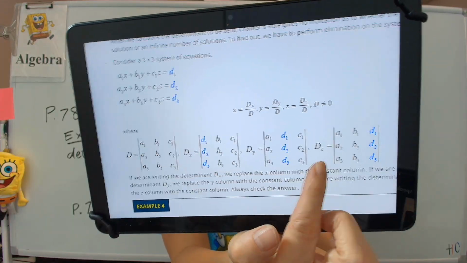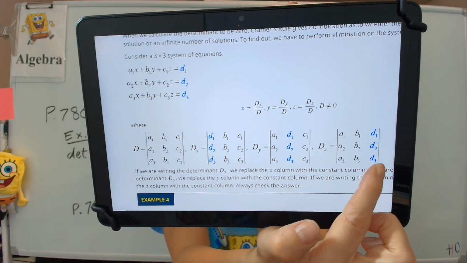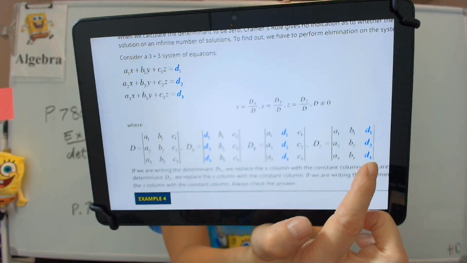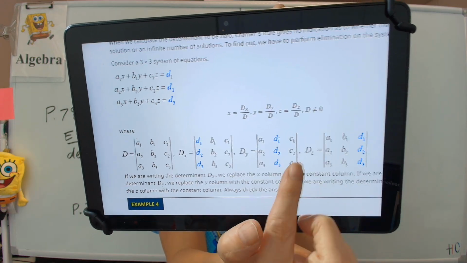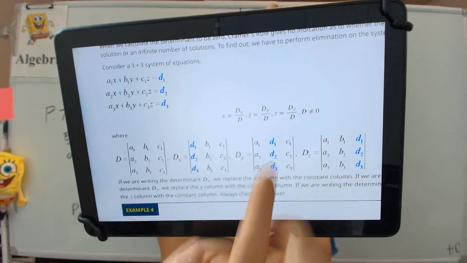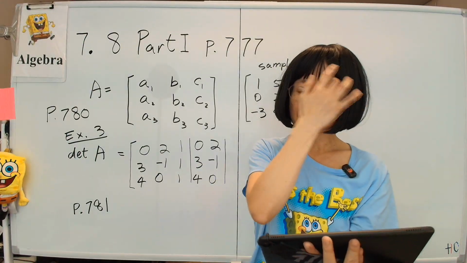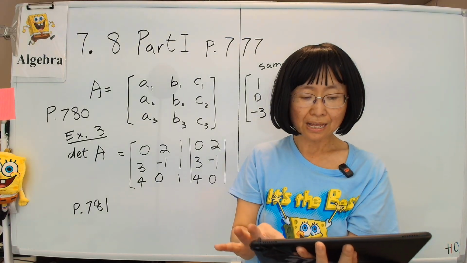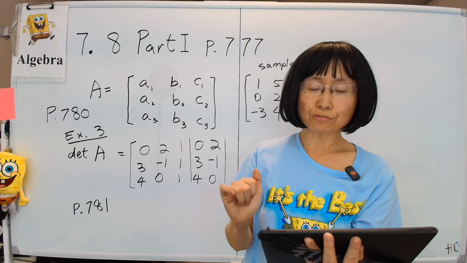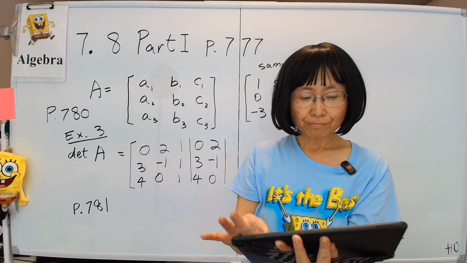And similar for z. For z, you use the d's and put them on top of z's coefficient, which is c. All the c's are being replaced by the d's. That will give you dz, and then dz divided by d right here will give you the answer for z. And that's similar to the 2 by 2 matrices. So this is Cramer's rule for 3 variables and 3 unknowns.